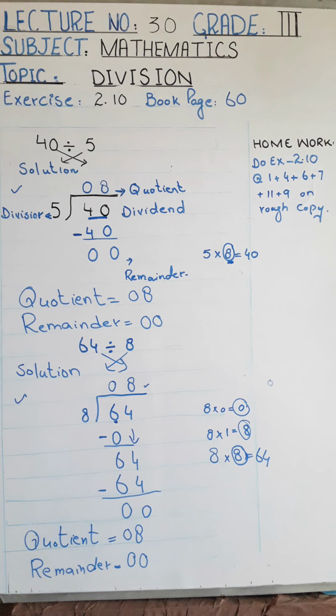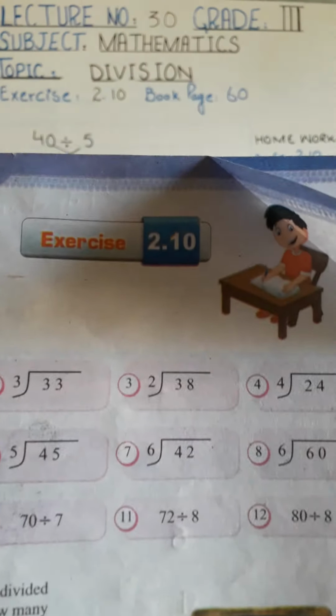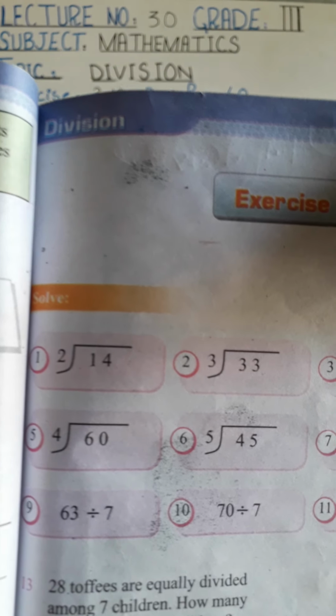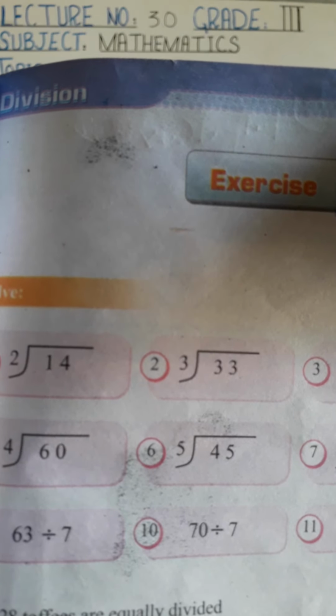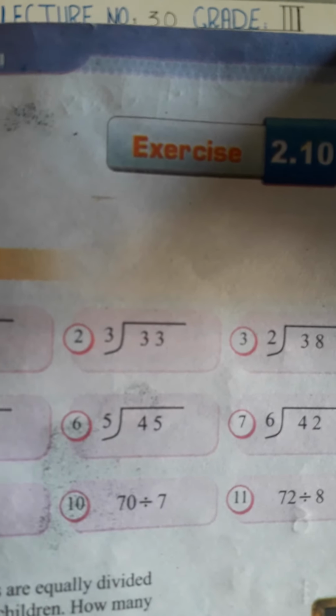Okay, students, now it's clear. Students, are you clear? Okay, open your book, page number 60. All of you, open your book, page 60. Exercise 2.10. You solve question number 1, 14 divided by 2. Follow these steps. And question number 2 is 2 step. Inshallah, we will learn about 2 steps in the next lecture.